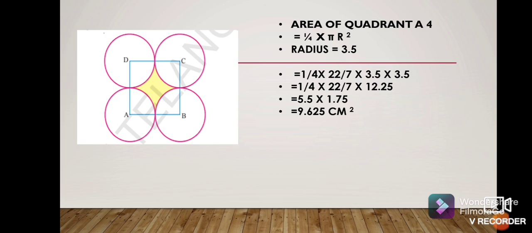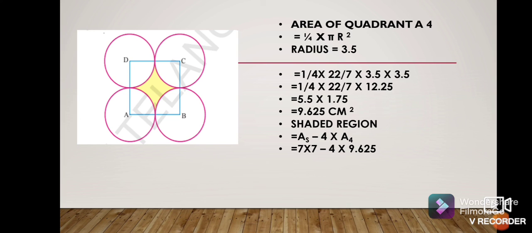That is, each quadrant area at A, at B, at C and at D is equal to 9.625. But those are 4. That's why we have to multiply that with 4. Okay, so directly here we can do: shaded region is equal to the area of the square minus 4 into A4. A4 represents the area of each quadrant.